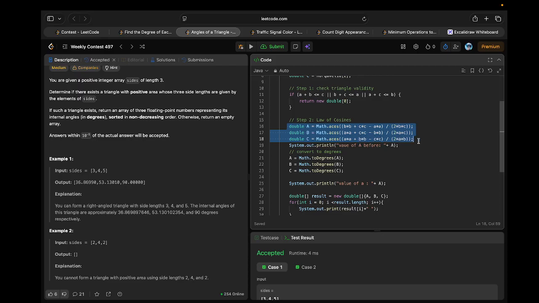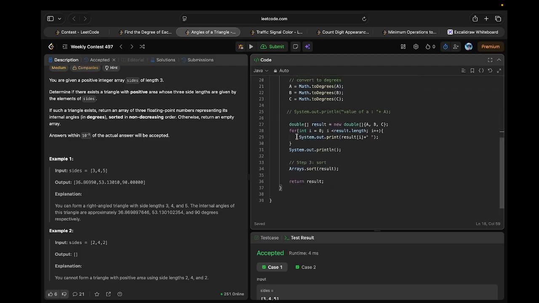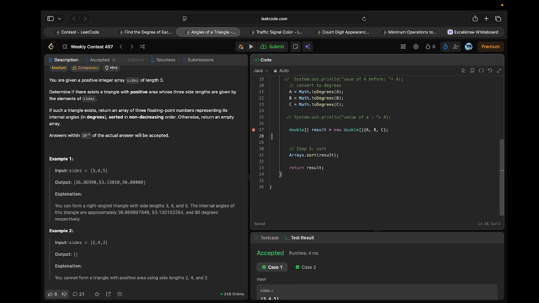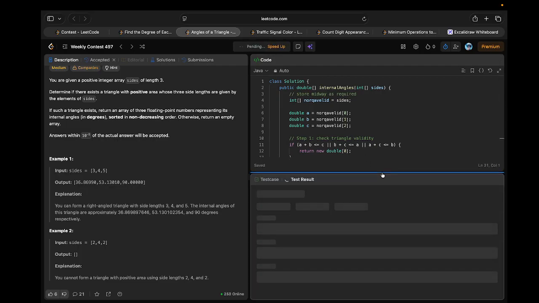And after that, I'm just calculating the part of the law of cosines, which we have studied in our schools. I just remove this comment. I used it to print the values, right? And after that, I'm just converting it into degrees because we have to return it in degrees, and it will give us the answer in radians. And I just have to remove this because I did it to verify if the code is working fine or not while solving it, right? And after that, I just have to return my answer.